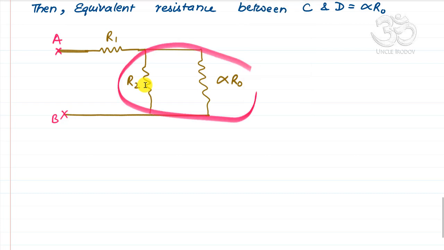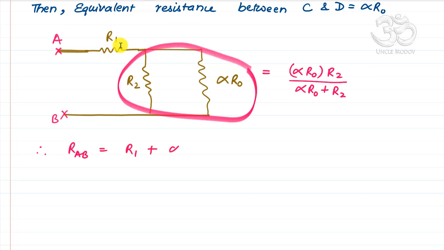So this entire thing will give me an equivalent of alpha R0 into R2 by alpha R0 plus R2. That's the answer that I will get from here, and this guy will be in series with R1. So therefore R equivalent between A and B is going to be R1 plus alpha R0 times R2 divided by alpha R0 plus R2, and all that is actually equal to R0.